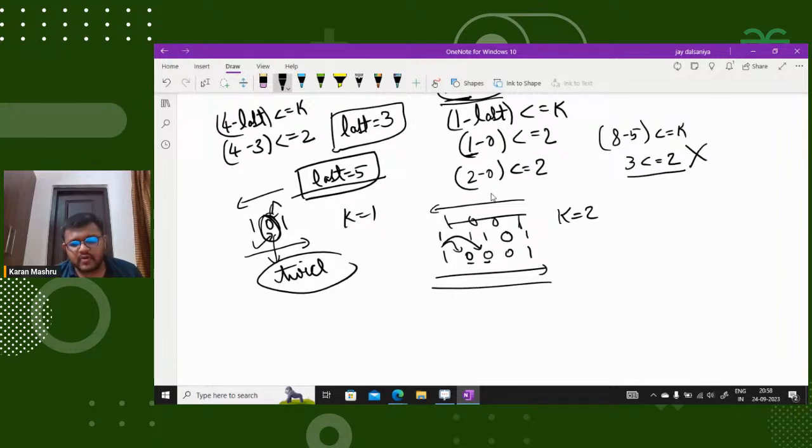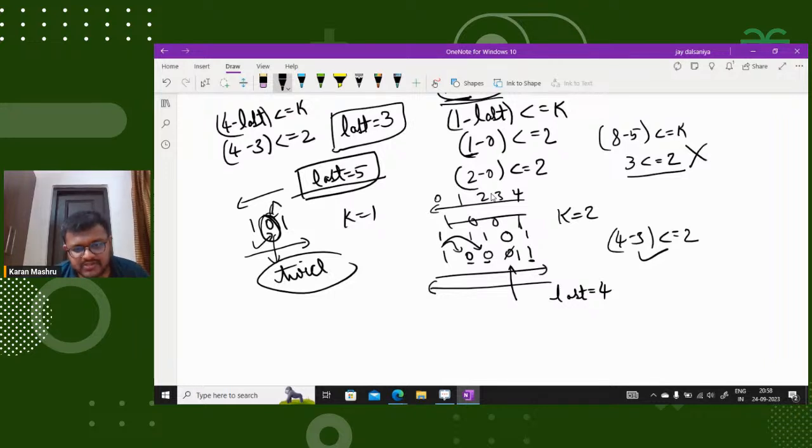Now when I move from right to left, when I'll be at this index, my last would be equal to 4, because this is 0 index, first index, second index, third index, and fourth index. And here I encountered a person who was infected, so this is index 3. I'll see whether 4 minus 3 is less than or equal to k, that is 2. This is true. So this person can also be infected, and I'll increment my answer counter.